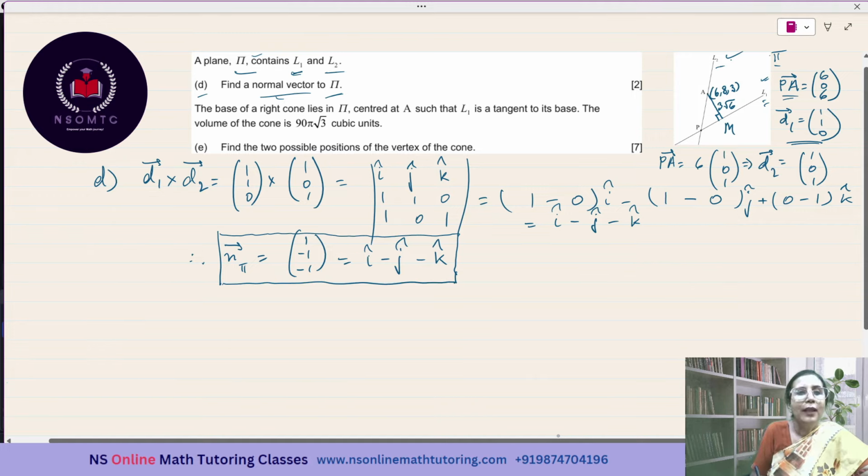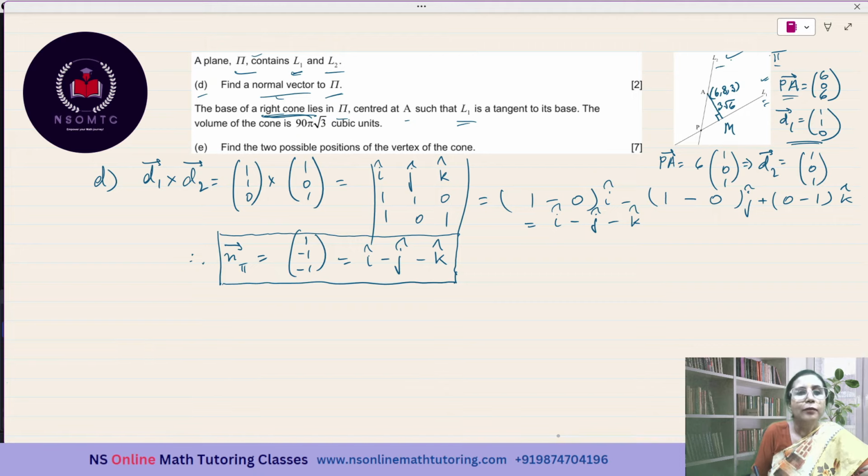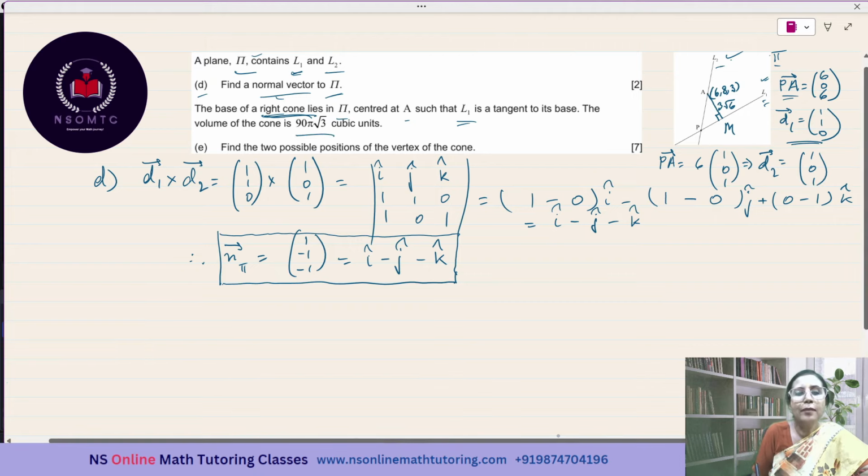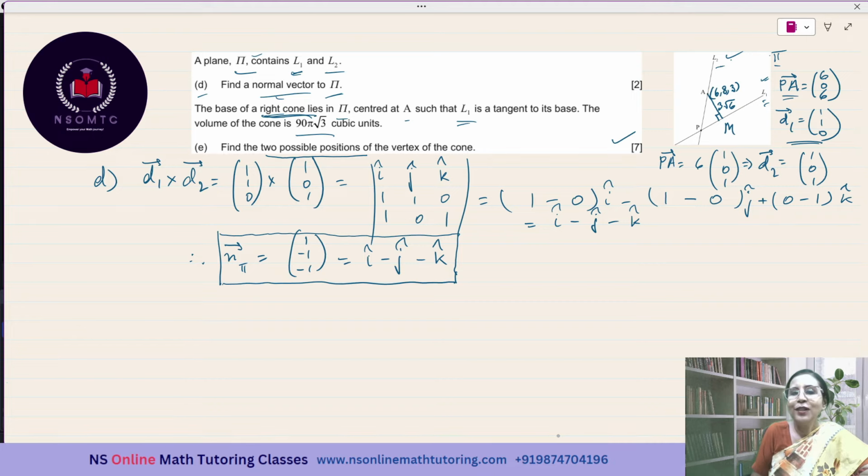Fine. Then the base of a right cone lies in pi centered at A such that L1 is tangent to its base. A right cone means the height will be perpendicular to the base. The volume of the cone is 90 pi root 3 cubic units. The part E question is: find the two possible positions for the vertex of the cone, and it carries 7 marks. Let us first of all try to draw the cone.